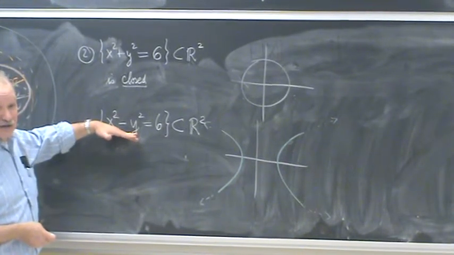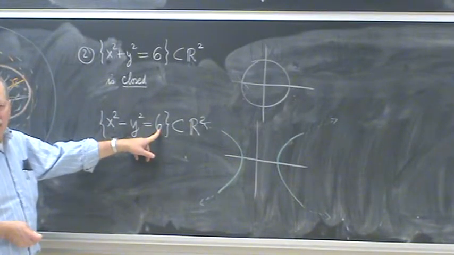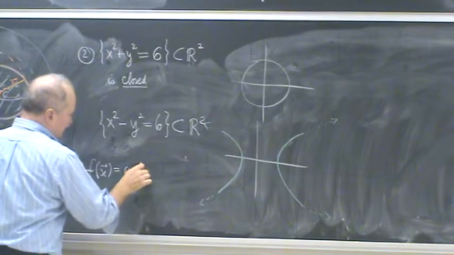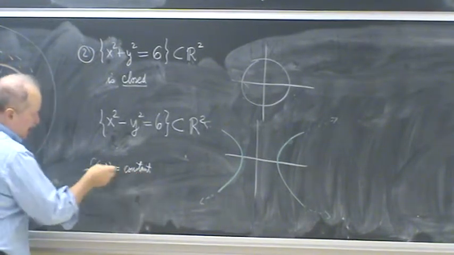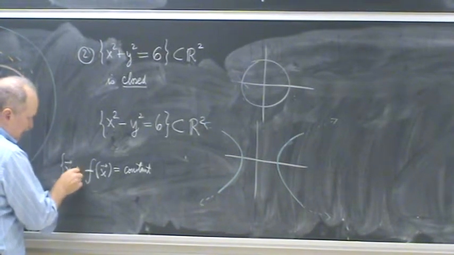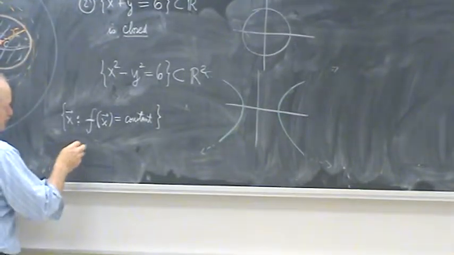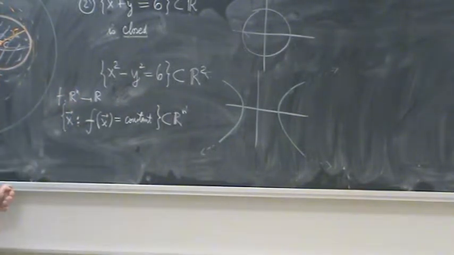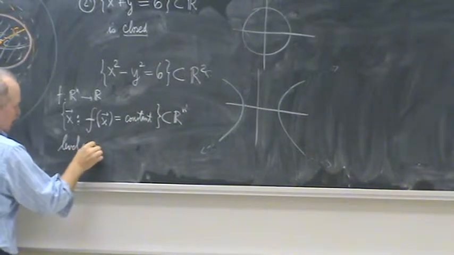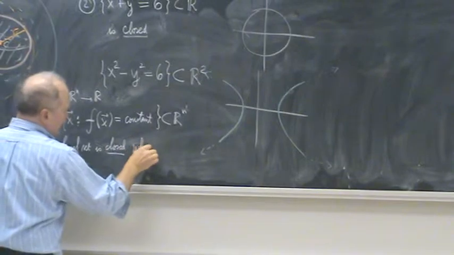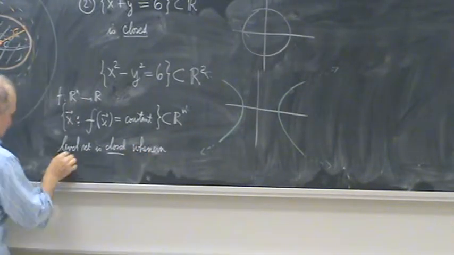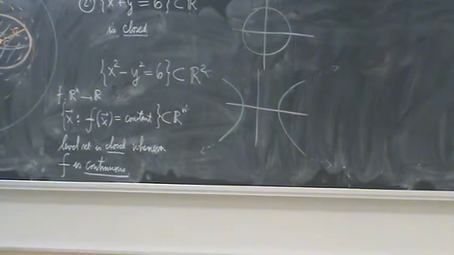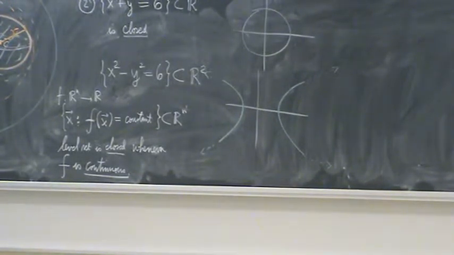Anytime you take a function and set it equal to a constant, what are you looking at? A level set. What kind of function? It's the graph. If you look at the set of x's such that f of x is a constant, this is a level set, even in Rn. If you take F mapping Rn to R. A level set is closed whenever F is what? Continuous. Level sets of continuous functions are always closed sets. That's very important.